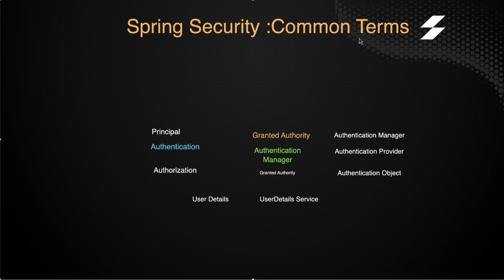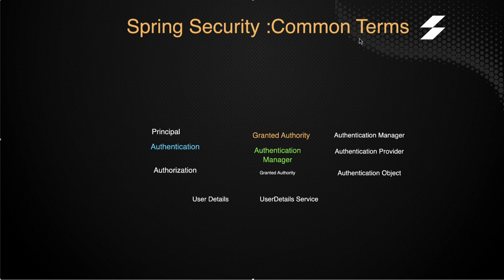Principal is nothing but the currently logged in user in the system. The user who is logged in right now is called the principal in terms of security context. Authentication means confirming the truth of the credentials. If some user is authenticated, it means that his credentials are correct.